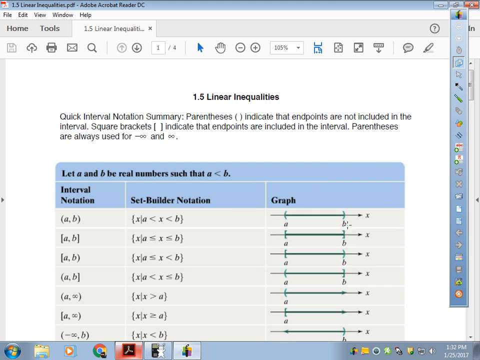So this is section 1.5, which is all about linear inequalities. We're going to start with a little bit of notation stuff. First off, a reminder of interval notation. Parentheses indicate that endpoints are not included in your interval. Square brackets indicate that the endpoints are included in the interval. And we always use parentheses for negative infinity and positive infinity.